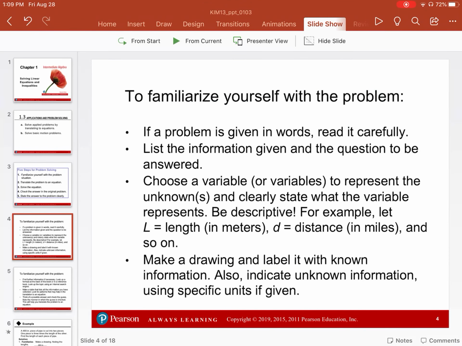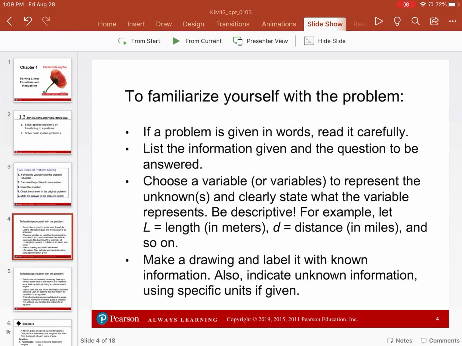To begin, to familiarize yourself with the problem, if a problem is given in words, read it carefully. When we go through it, for example if we were in lecture, we might go through it a bit quickly, but really give yourself time to read it. Maybe 3, 4, 5, 6, 10 times, whatever number you need, but read it for sure more than once.